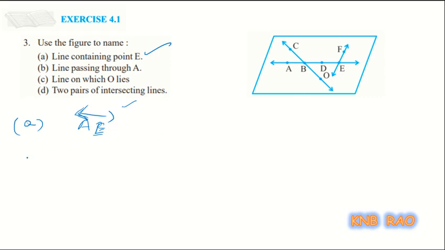Okay. Then line passing through point A. So, line passing through point A is only the line AE. Line passing through A, there is only one line as of now shown in this figure. Line on which O lies, line on which O lies. So, O is a point on the line CO.